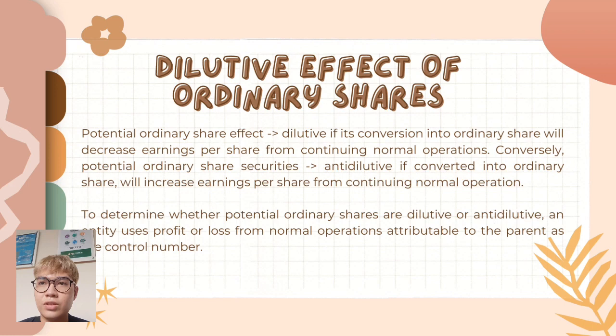A potential ordinary share is dilutive if its conversion into ordinary shares will decrease earnings per share from continuing normal operations. It is anti-dilutive if, when converted into ordinary shares, it will increase earnings per share from continuing normal operations. So determine whether potential ordinary shares are dilutive or anti-dilutive. An entity uses profit or loss from normal operations attributable to the parent as the control number.